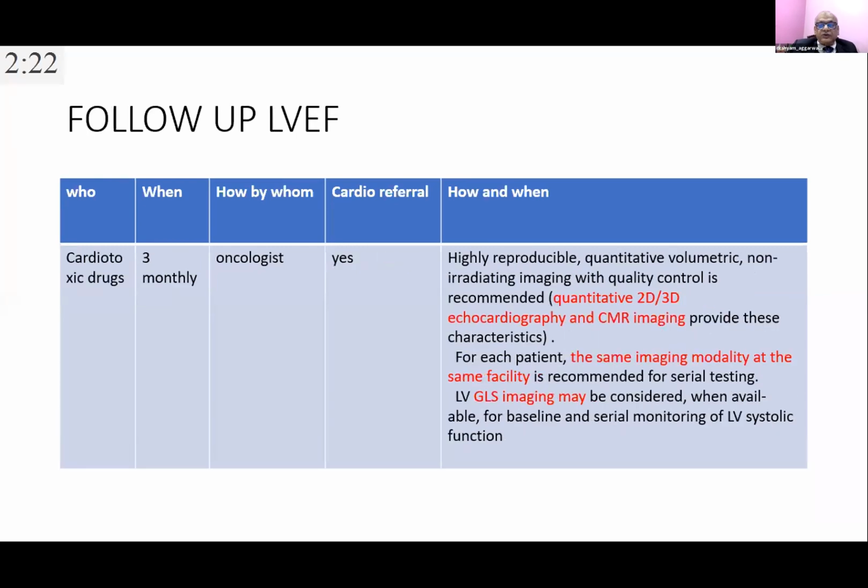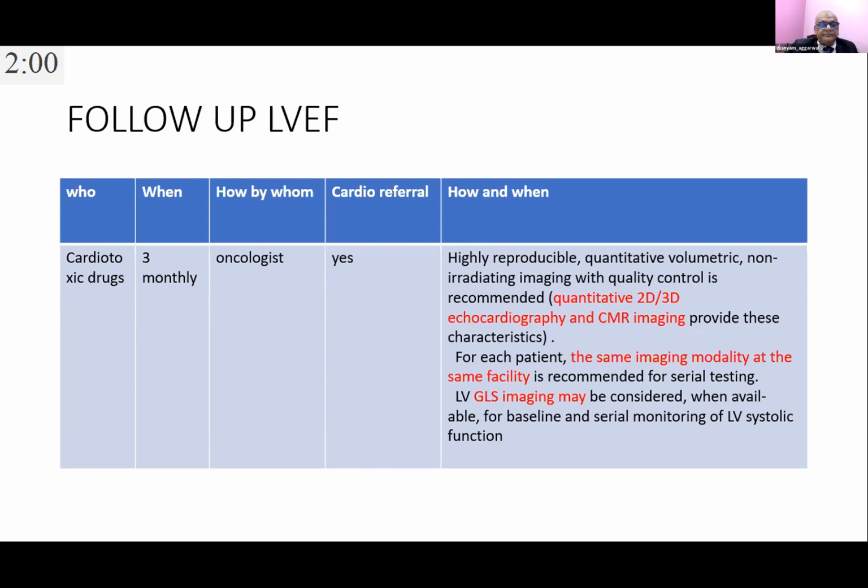Next, please. So follow up. Now, I think the issue is how frequently we should be doing the cardio monitoring. So the important thing is the same imaging modality. As we know, we can do MUGA, we can do 2D or 3D echo at the same facility. Ideally it should be done. And as I said, GLS imaging is becoming important, and should be considered at 3 month intervals.